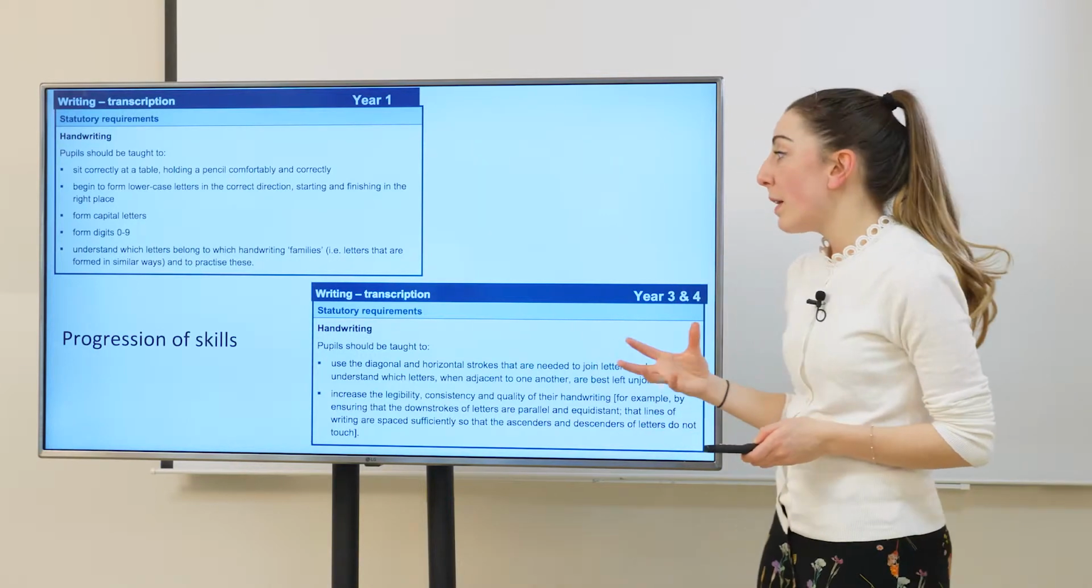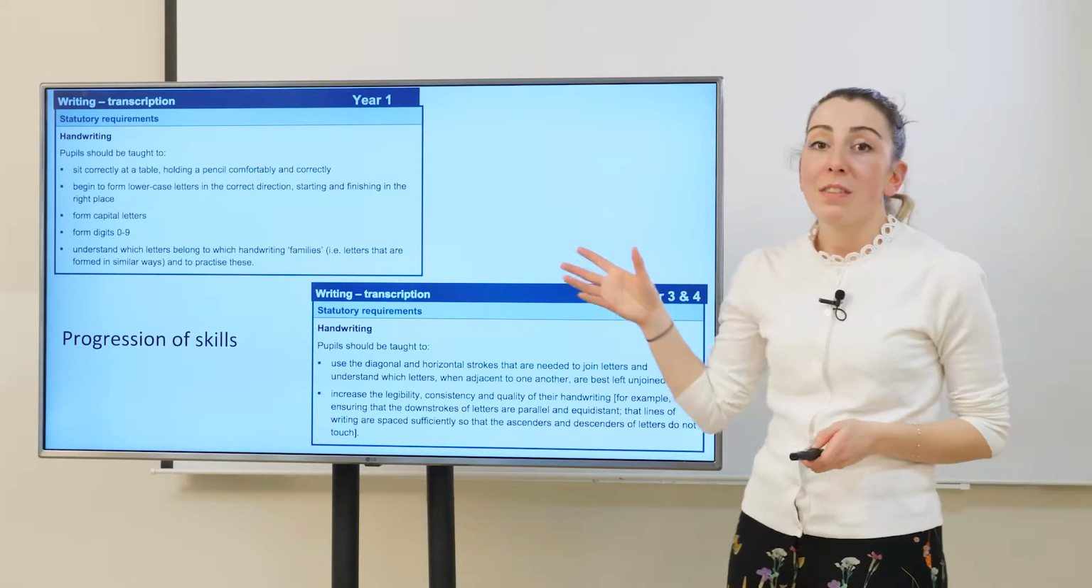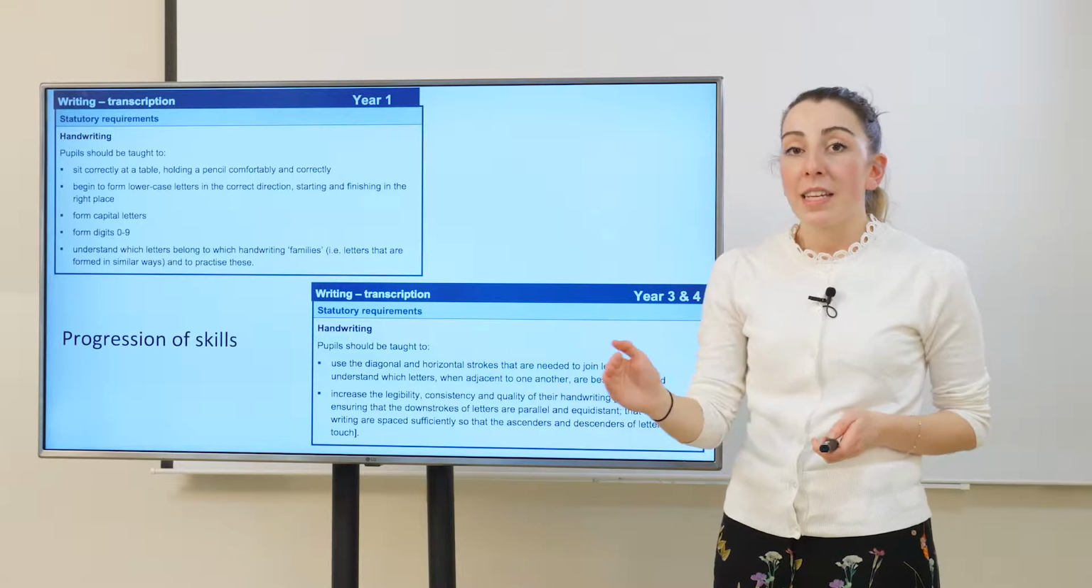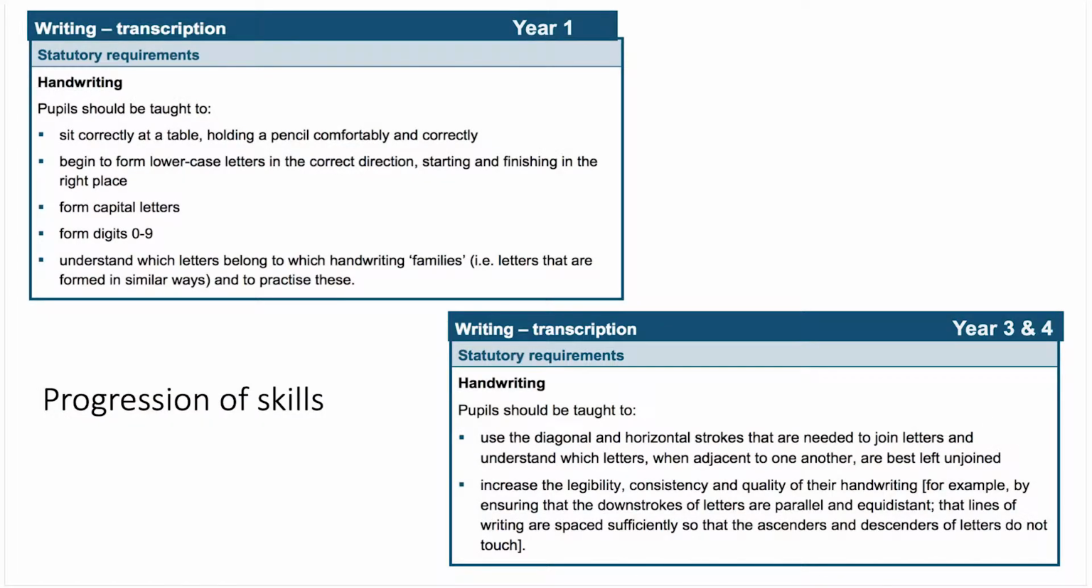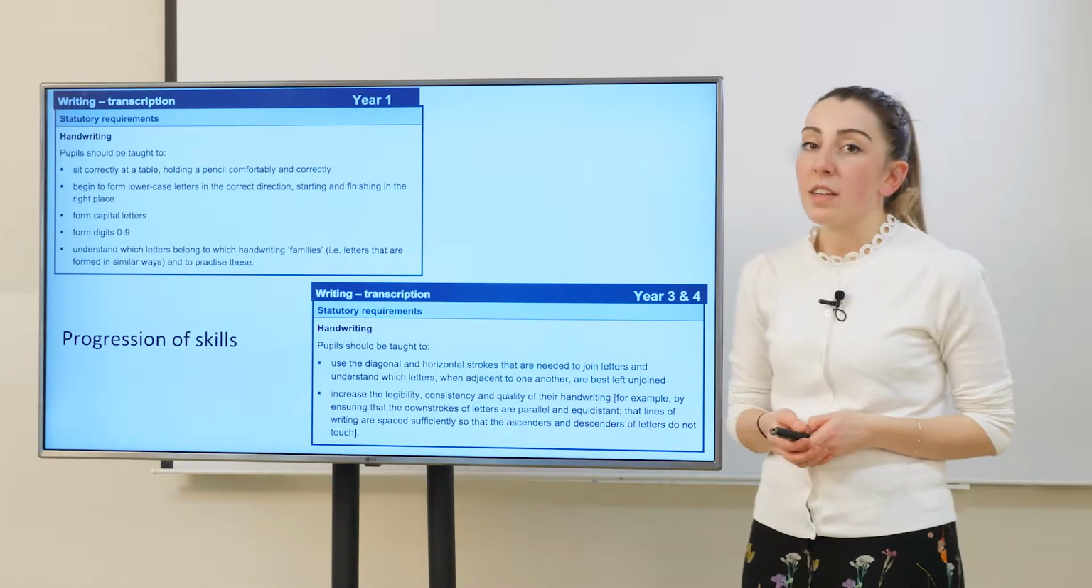When we get to Years 3 and 4, you can see that the objectives change. They are progressing, they're building on their knowledge each year. You can see by Year 3 and 4, they use diagonal and horizontal strokes that are needed to join letters and understand which letters are adjacent to one another and are left best unjoined.